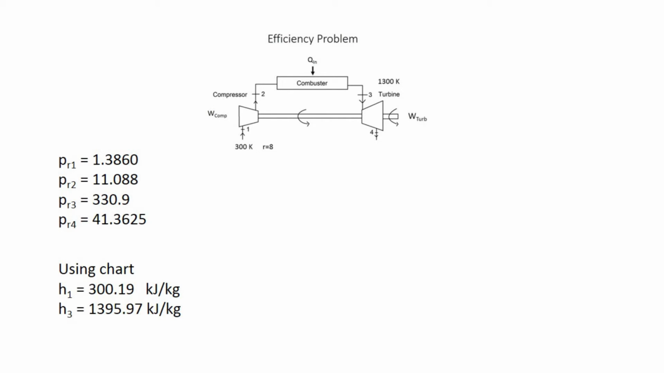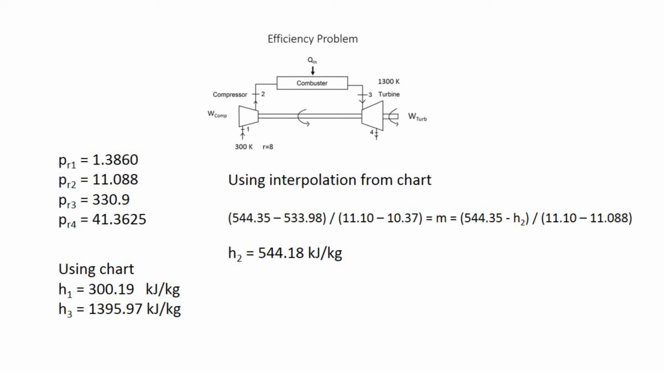From our chart, we can easily find the enthalpy values at points 1 and 3, 300.19 kilojoules per kilogram and 1395.97 kilojoules per kilogram respectively. However, for the enthalpy values at points 2 and 4, we will have to interpolate to find these values.